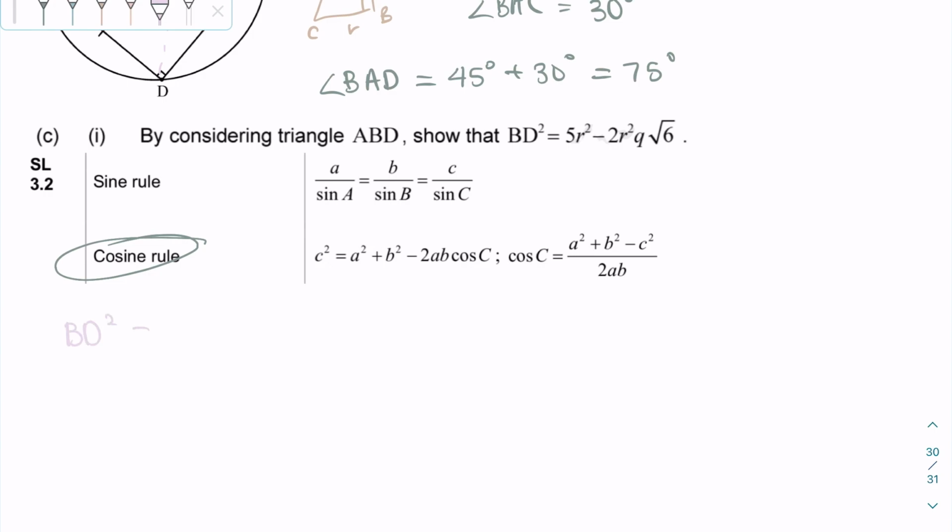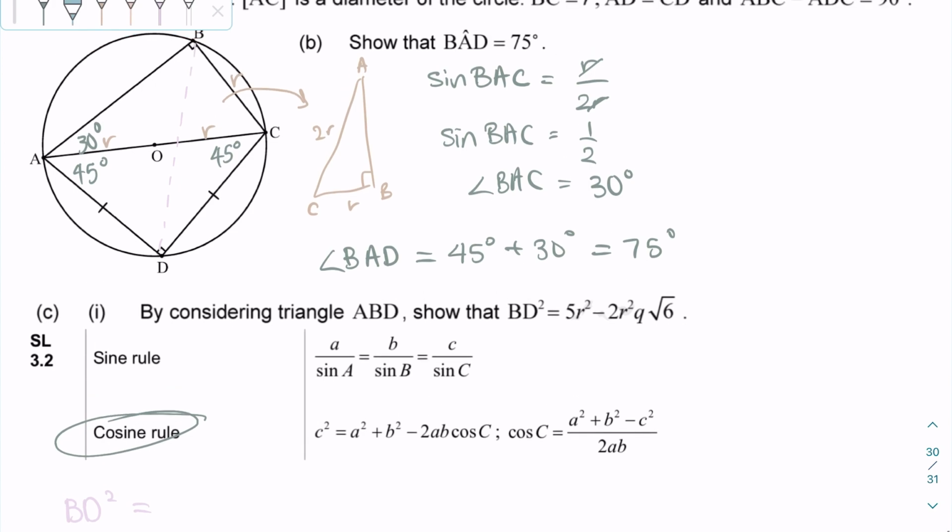We can now substitute the generic variables in the formula with side names relevant to our question. We're trying to represent BD squared, so we will write this instead of c squared in the formula. Our angle is 75 degrees because the angle BAD is opposite the side BD, which represents side c.